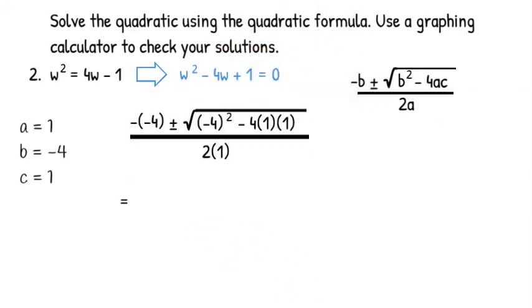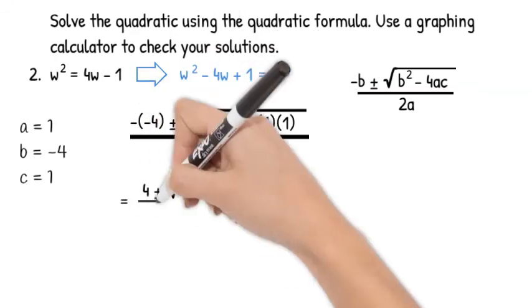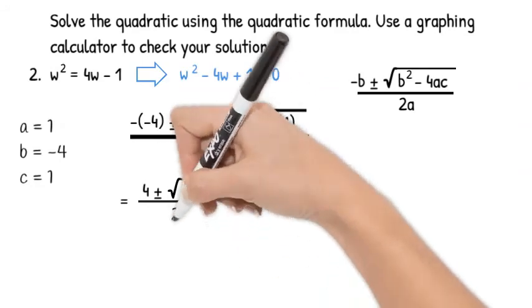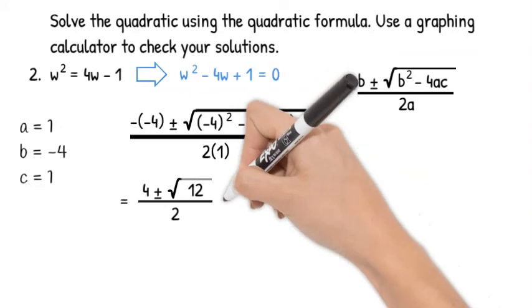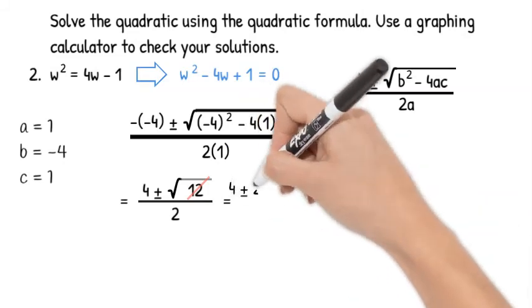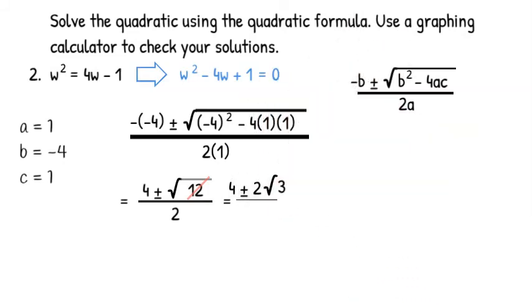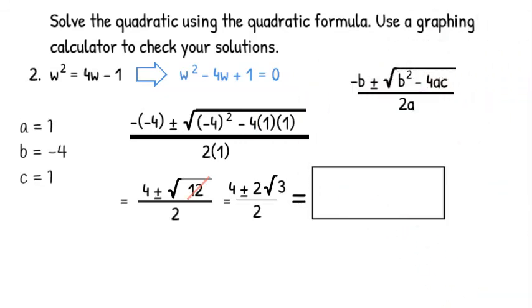So negative negative 4 is a positive 4 plus or minus the square root of something all over 2 times 1, which is 2. So plug in everything under the square root in the calculator and you get 12. Now, 12 can simplify. It's the square root of 4 times the square root of 3. So that's going to give me 2 square root of 3. So I have 4 plus or minus 2 square root of 3 over 2. And that just simplifies. I can simplify the 4 and 2 in the numerator by the denominator, and I get 2 plus or minus the square root of 3.